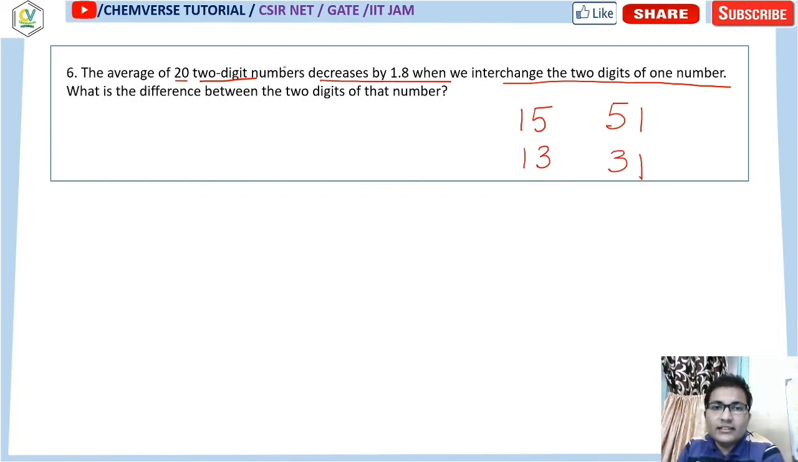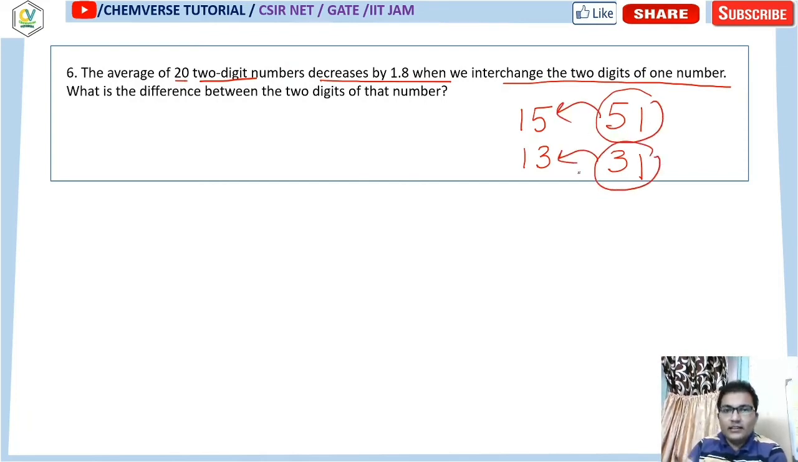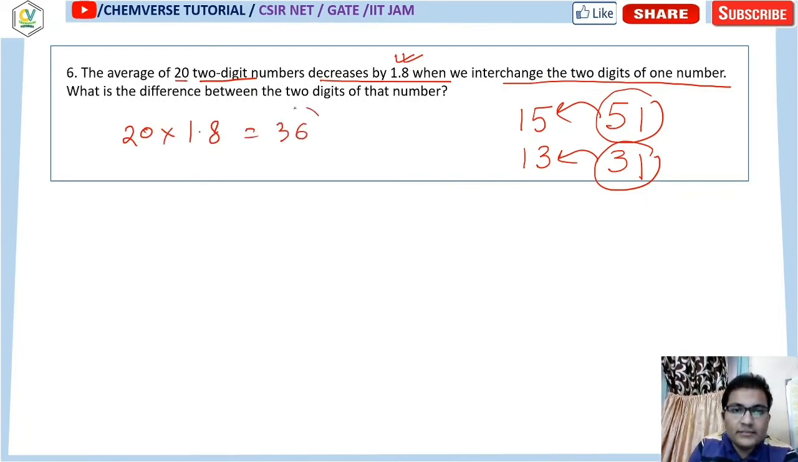So now it says that there is a decrease. Initially you had the larger value, and after that you are getting the lower value. It says that when you do this kind of operation, interchanging the two digits of one number, there is an overall decrease in the average by 1.8. So what is the total decrease? There are 20 numbers and the overall decrease in the average is 1.8, so the total decrease is 36. And the question was, what is the difference between the two digits of that number.